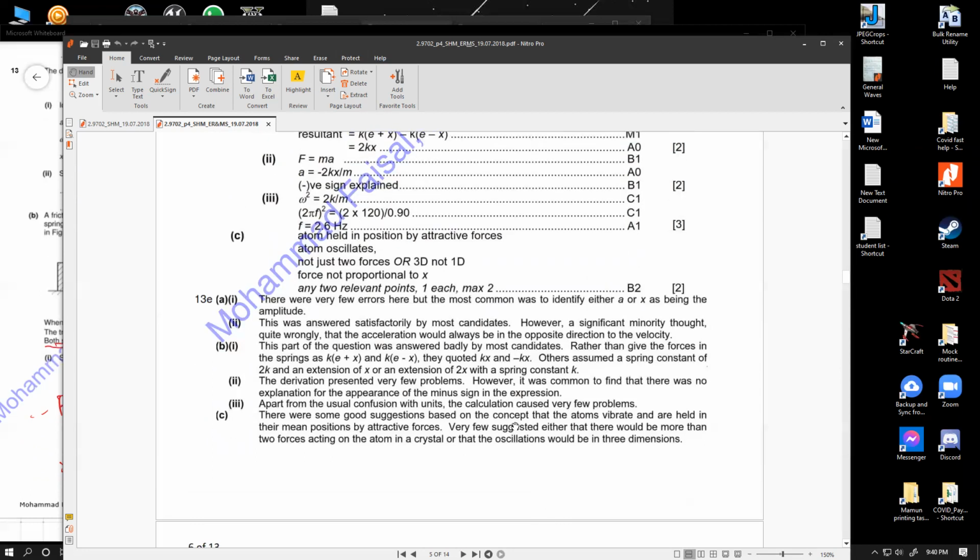I urge that you cross this out. Do not prefer to write this. Force not proportional to x. I find this to be very risky information to write. This might be the case, but I cannot figure out a way how this should be applicable for a SHM scenario in my head. I cannot.